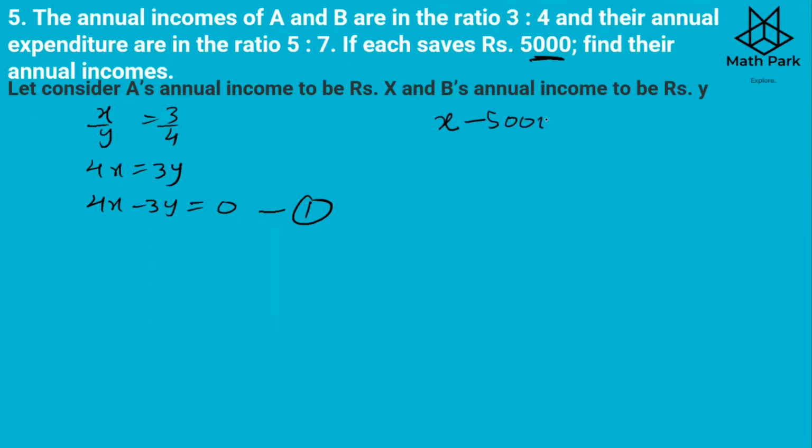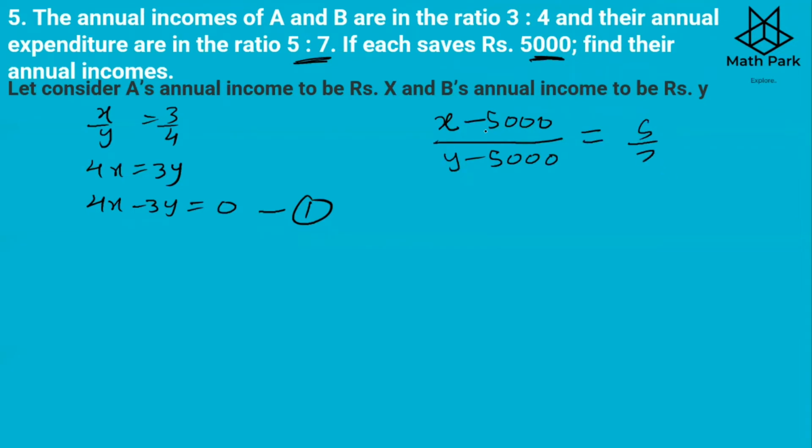So what are they spending? A is spending x minus 5,000. Then B is spending y minus 5,000. And then the ratio of this is 5 upon 7. You get it? This is the expenditure, the ratio of the expenditure. So this is the money that they spend. Whatever the income minus whatever they are saving is the expenditure. The ratio is 5:7.